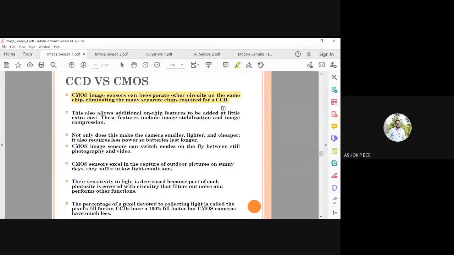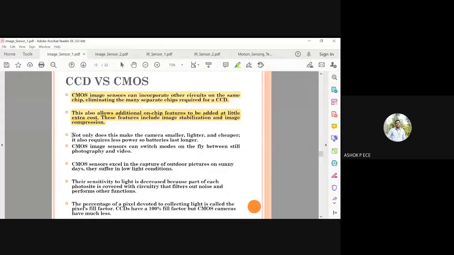So this allows additional add-on features to be added at little extra cost. If you want to add a module additionally to the CMOS photo sensor, I can do that with no extra cost, because in CMOS everything is integrated. So if you want to capture the image, store it and perform operations like image stabilization and image compression, I can do that at no extra cost because the CMOS is going to work with all the other features.